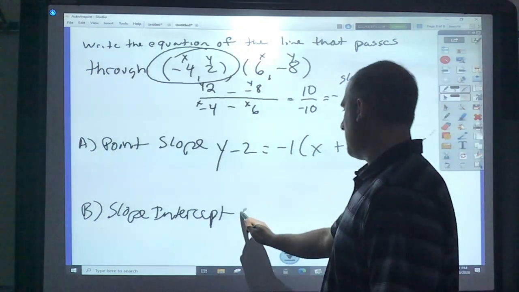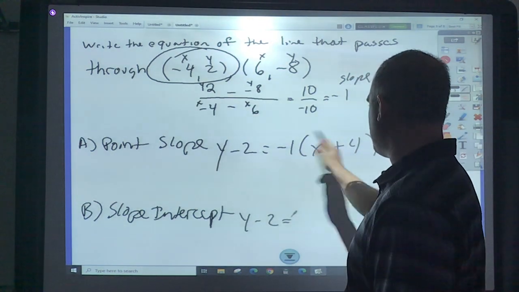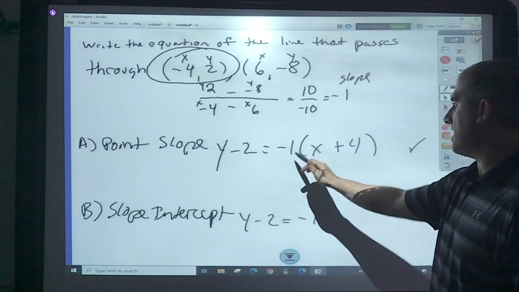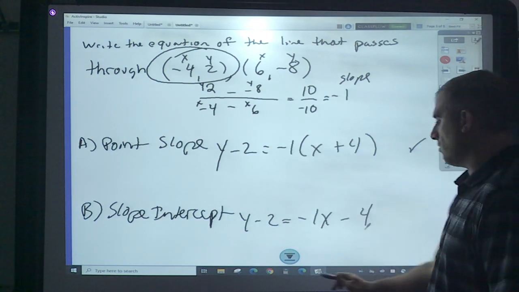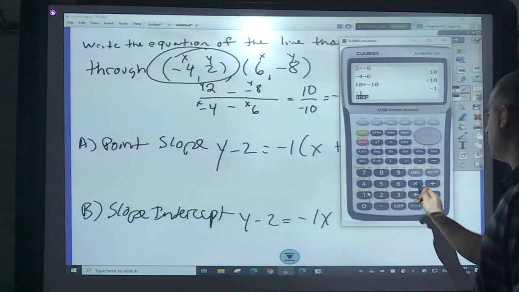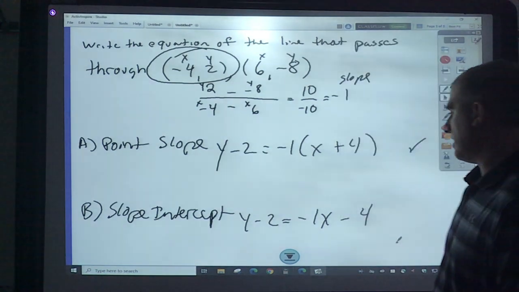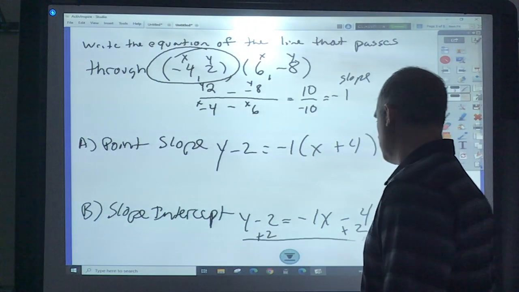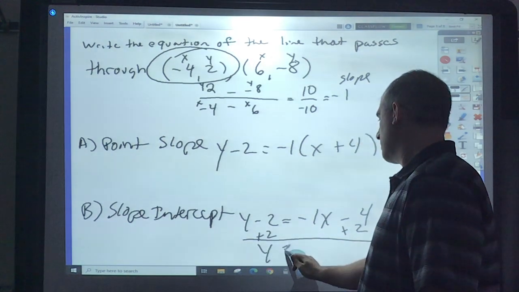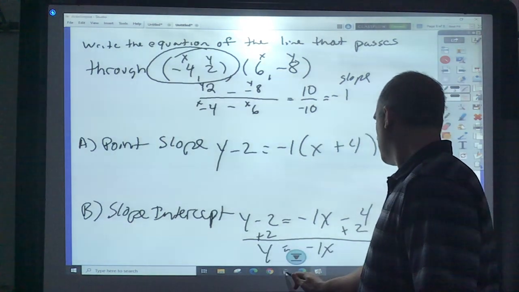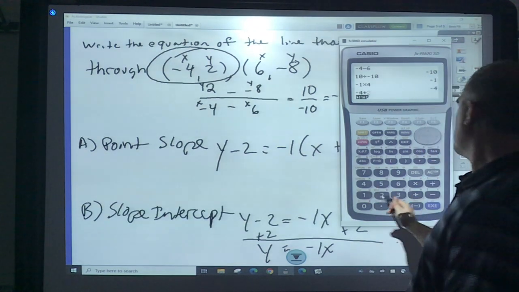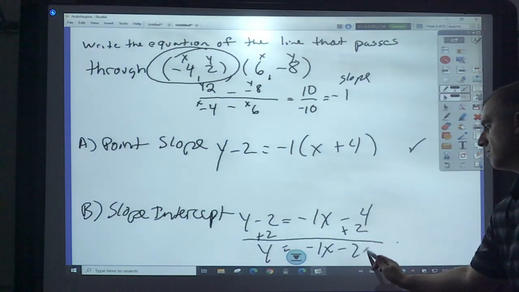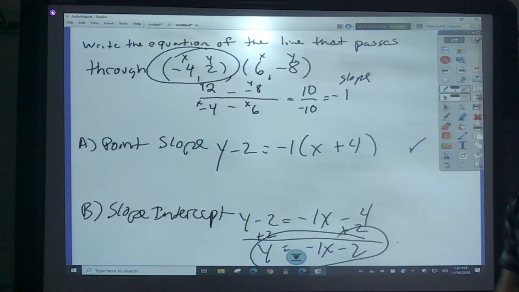Now I'd still have y minus 2 for the slope-intercept form. -1 times x is -x. -1 times 4 is -4. Just to show you that, -1 times 4 is -4. I just add 2, add 2. Boom, y equals -1x, -4 plus 2 is -2. And that's the answer for that one.